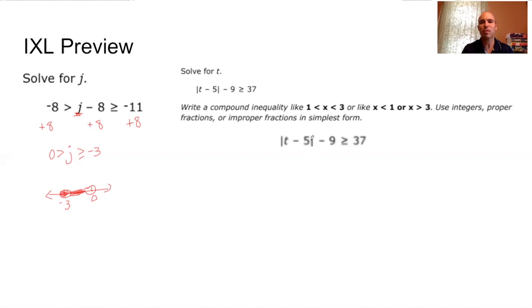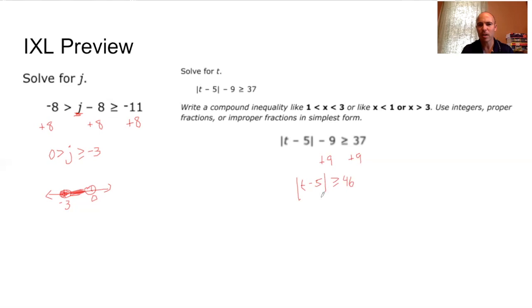And then here, an absolute value inequality, where you have a couple of steps. We didn't do one exactly like this, so I wanted to take this opportunity to do this. I'm going to add 9 to both sides, and that would get me the absolute value of t minus 5 is greater than, what is that, 46, I believe. Yeah, 46.